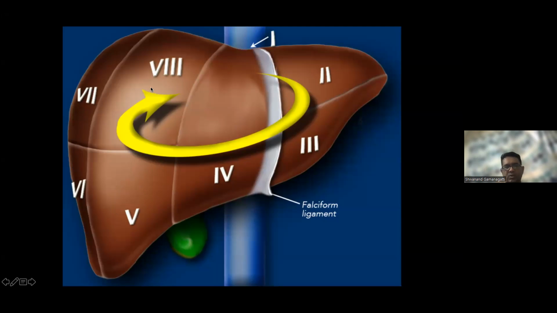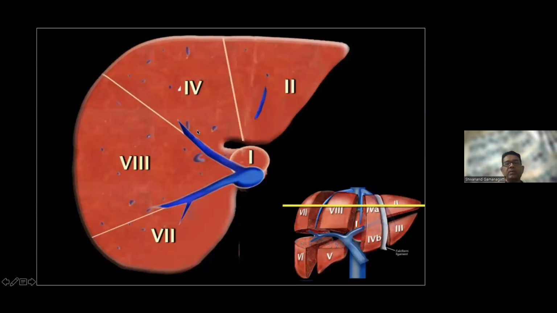So that's it. Although it is seen on the surface, I will show how it looks on the cross section. This is a diagrammatic representation of the CT or MRI section of the liver. We are looking at the superior segments above the portal bifurcation. If you see here, this yellow line is the section taken above the level of the portal bifurcation.